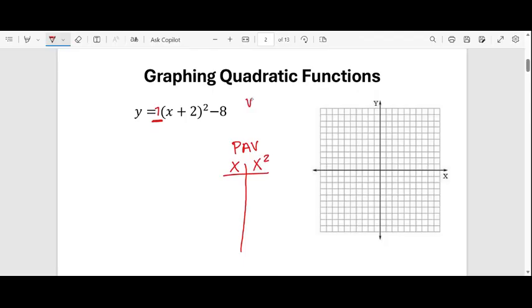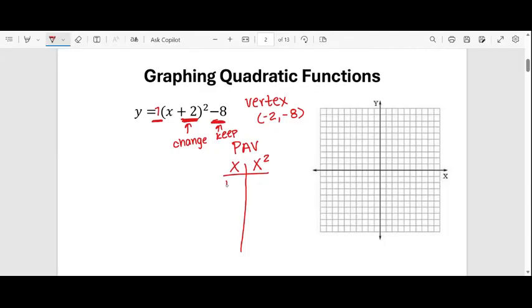The difference here is we have a vertex, and these two numbers tell us how this graph has shifted on our coordinate plane. So if we see +2 and -8, we change the +2 to a -2, and we leave the -8 alone. So this one you change for your x value, and this one you keep the same for your y value. So that's how you find your vertex. What's in the parentheses with your x, you change it to get your x value. What's in the back there, you keep it as your y value.